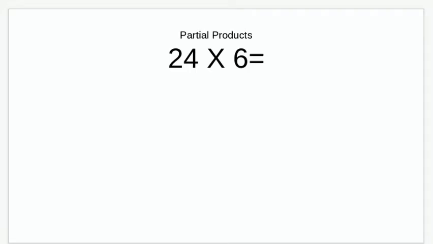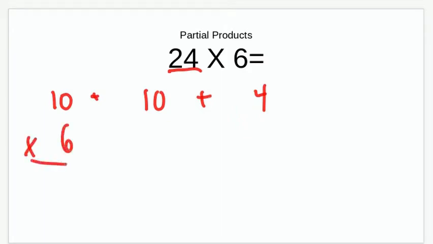Now, partial products is called this because you're going to break apart your two-digit number, 24 this time, into friendly parts. So, breaking apart 24 into friendly parts. You could do it the same way we did the area model, just 20 and 4, but to show how partial products is different, let's break it up into 10 and 10, because that makes 20, and 4. Because altogether 10 plus 10 plus 4 would make 24. And each of these parts are going to multiply times 6, because that's what we're doing, 24 times 6.